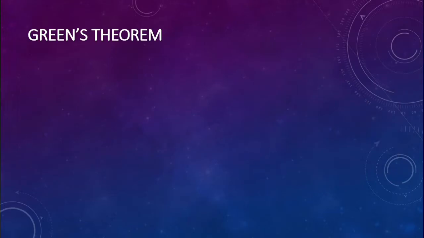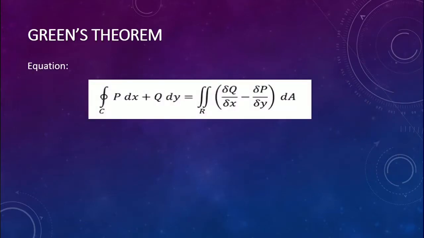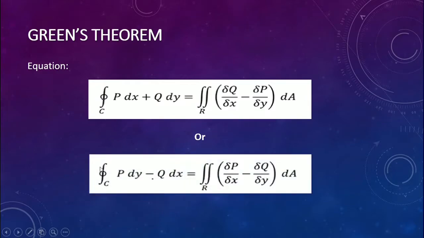So for Green's theorem equation, we can write like this picture. If you can see here, there is a circle at the integral over the C. That means the Green's theorem. The integral of P dx plus Q dy is equal to the double integral over R of the derivative of Q with respect to x minus the derivative of P with respect to y dA. Or we can use the second equation.